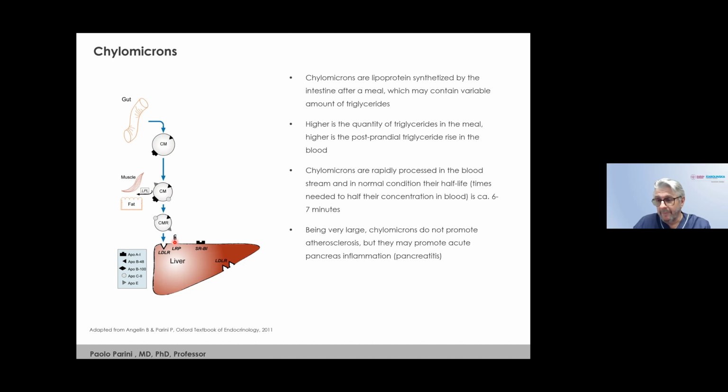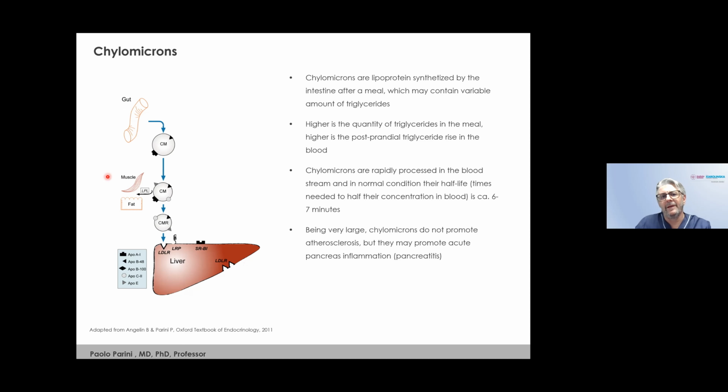As I said, chylomicrons have a variable amount of triglyceride, and this depends very much on the amount of fat, triglyceride, that we have in the meal. The higher the amount, the higher the so-called postprandial triglyceride that we find in the blood. They are synthesized in the liver.